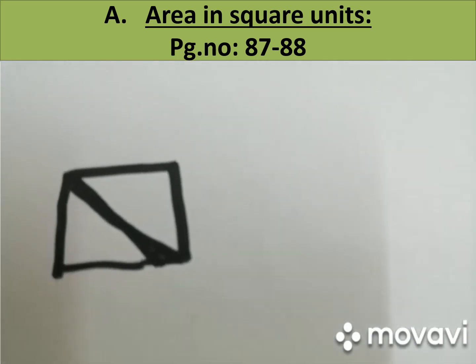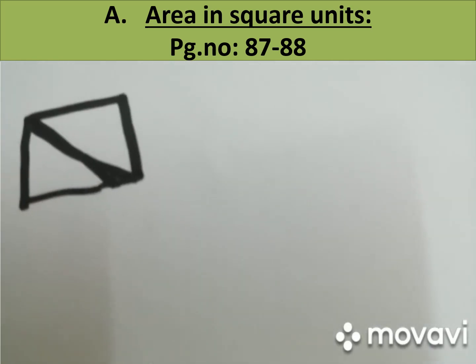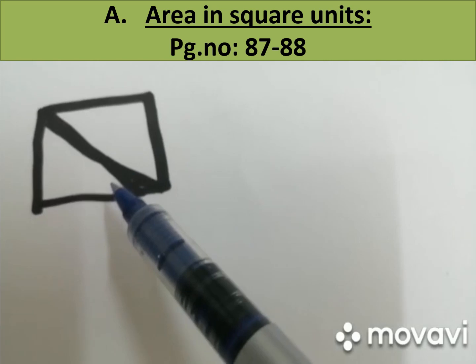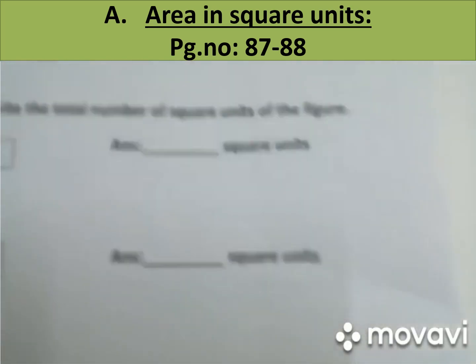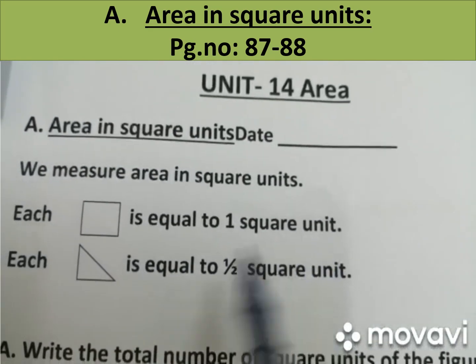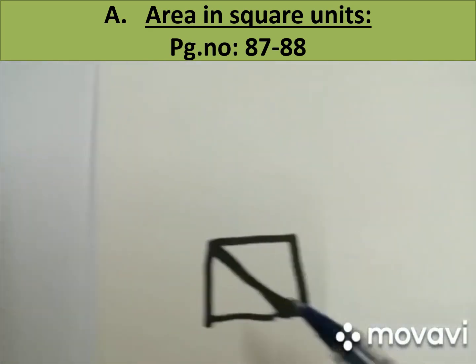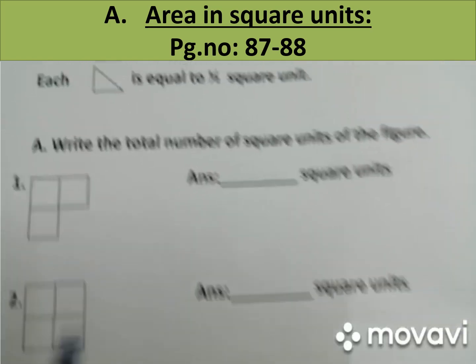Two triangles. Okay, that means half, so that we can say two triangles make up one square. Okay, two triangles make up one square, and each square is equal to how much? One square unit. And each triangle is equal to half square unit because it's only half. Okay, now let us start.